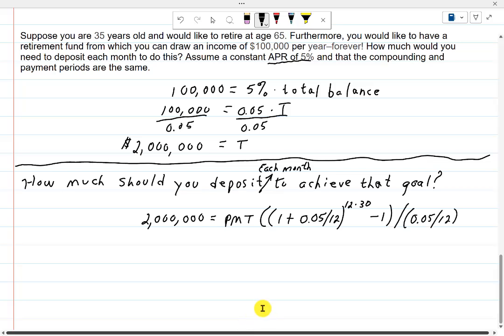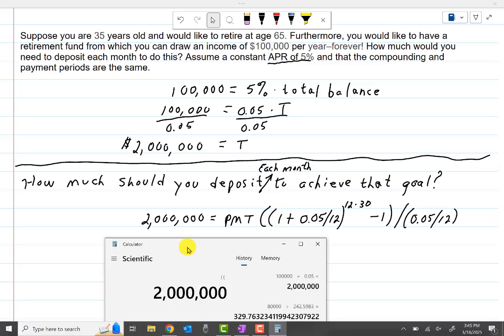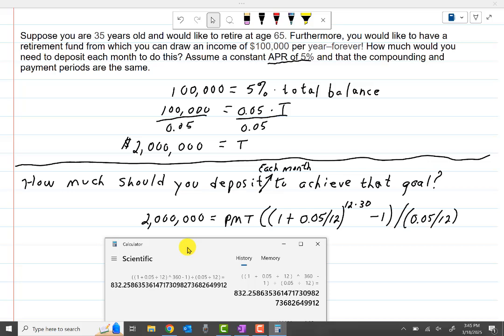And now, as before, I'm going to do all the stuff over here that's after PMT. So I'll start with a double parenthesis, 1 plus 0.05 divided by 12. Finish that parenthesis, raise it. Now 12 times 30 equals 360. Now minus 1, I'll finish my parenthesis, and then I'll divide, start a new parenthesis, 0.05 divided by 12, end my parenthesis, hit enter. It looks like 832.26.